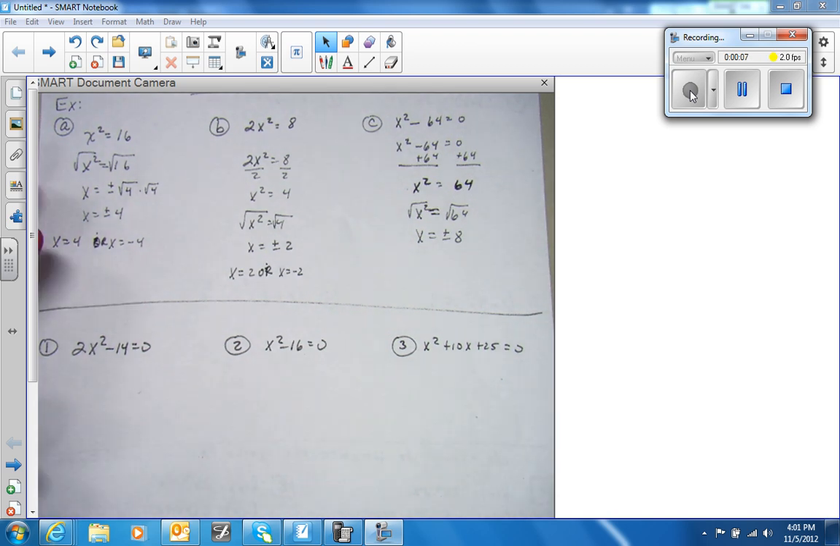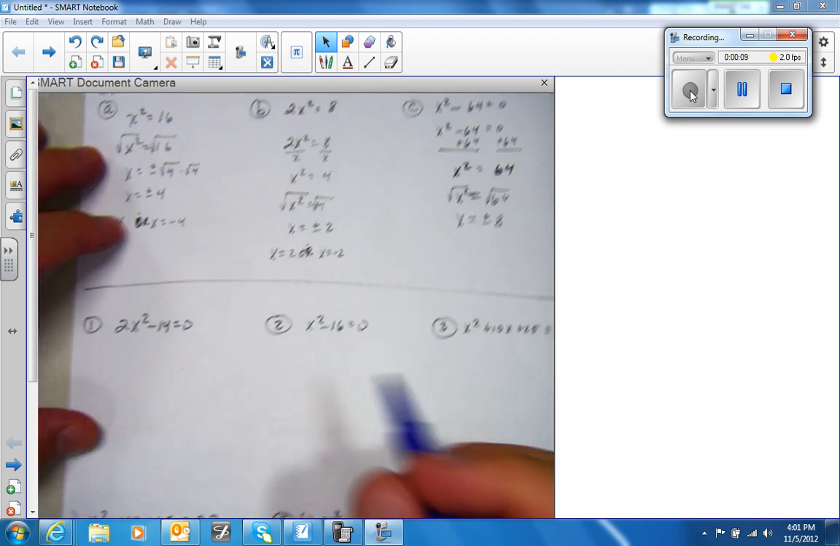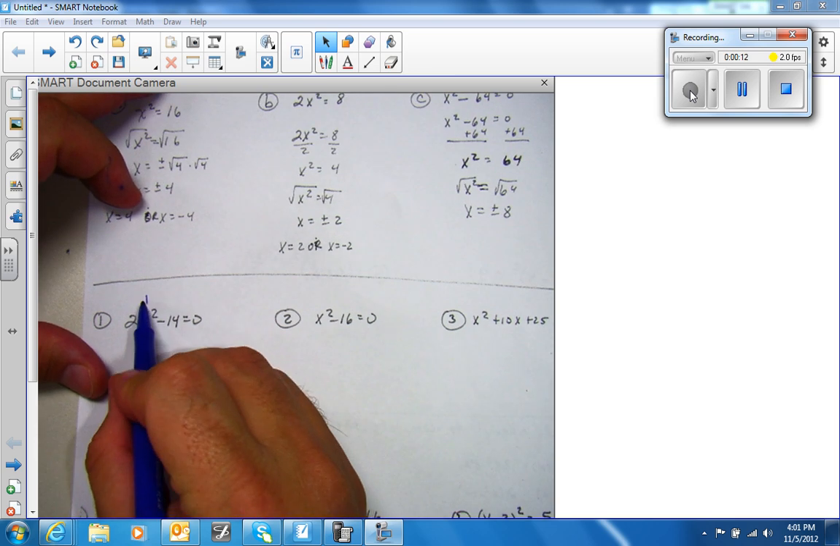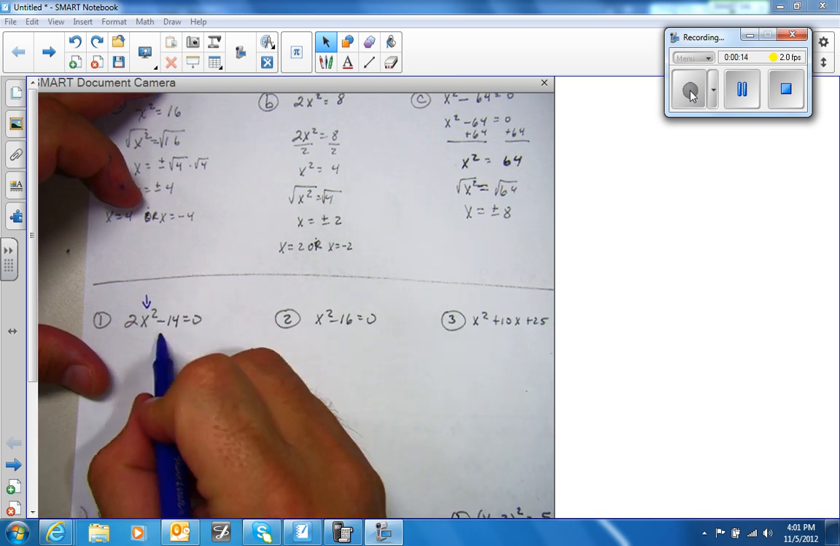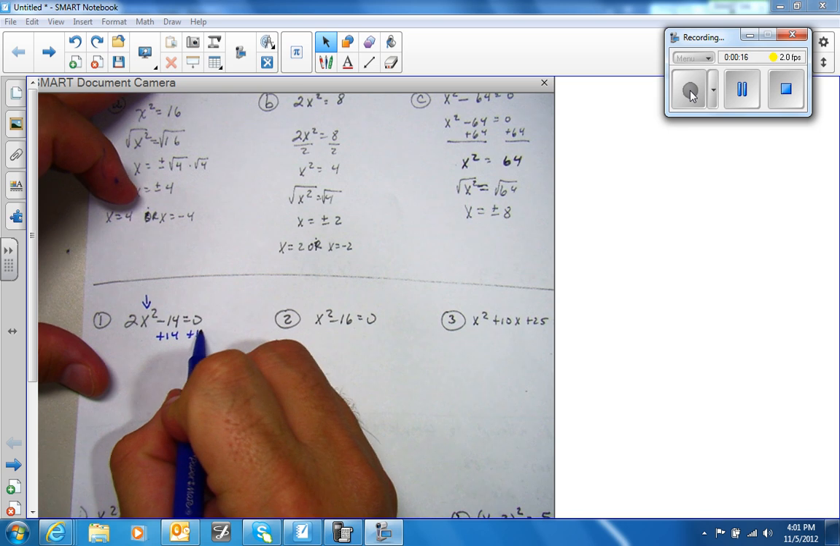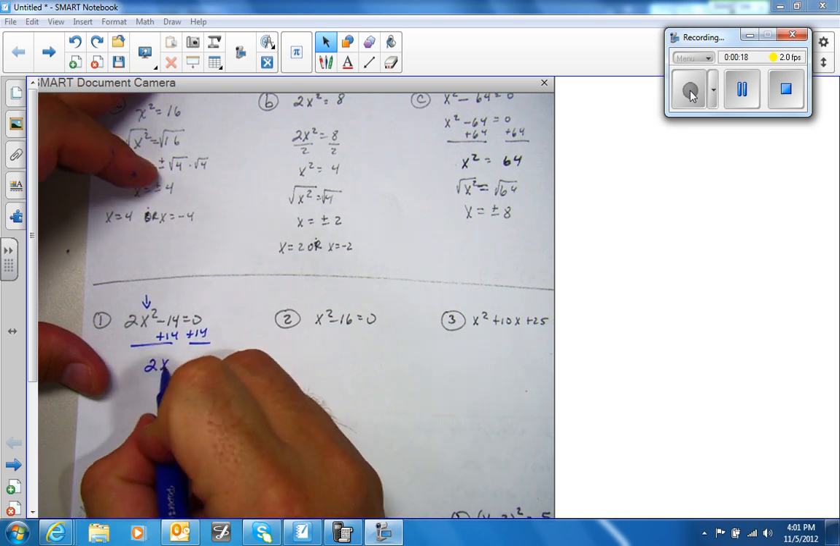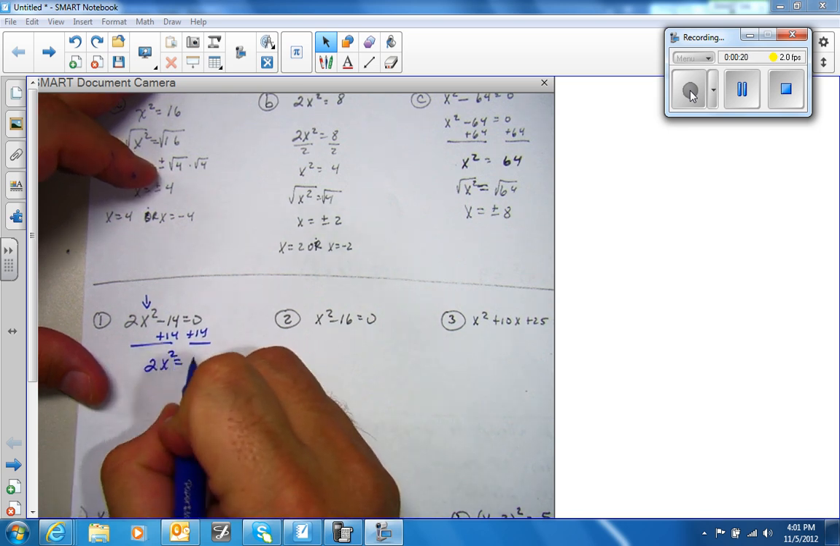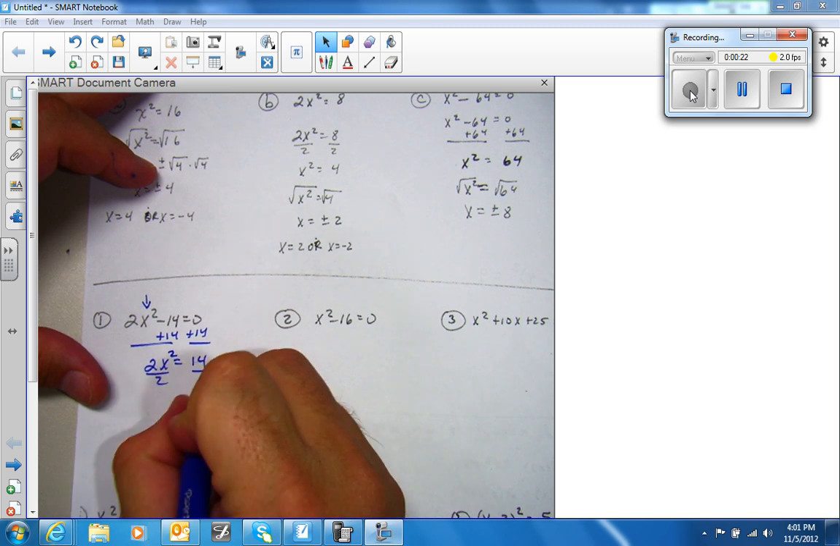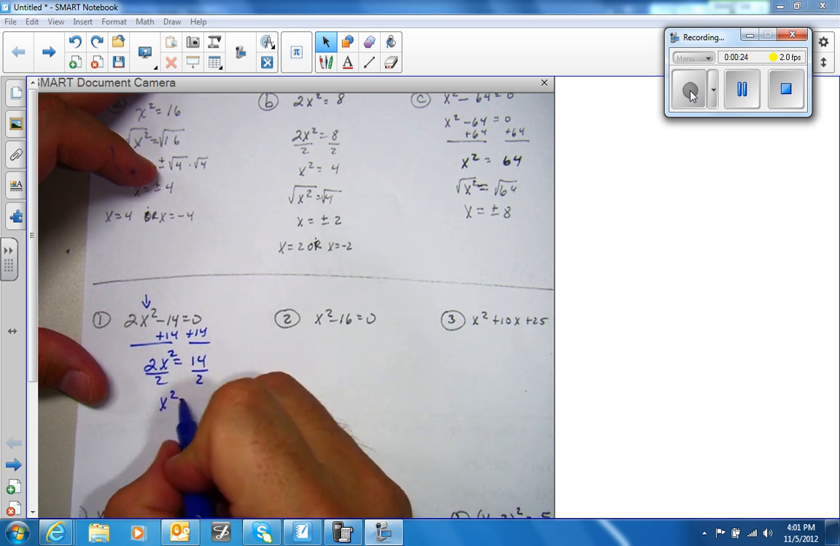For those of you who weren't able to sit with me, let's look at the first one. Remember, we're going to try to isolate the x squared. So in this case, we're going to add 14 to both sides, and you're left with 2x squared is equal to 14. Divide by 2. X squared is equal to 7.